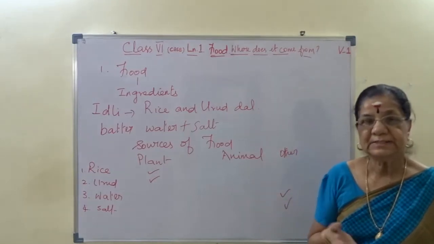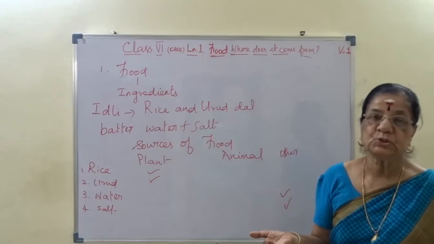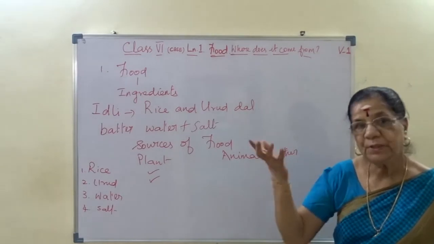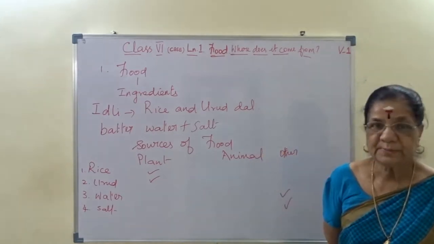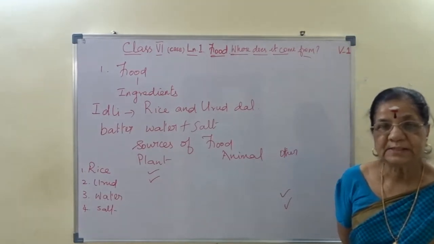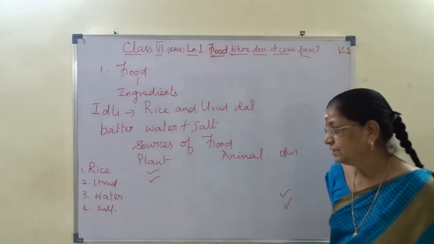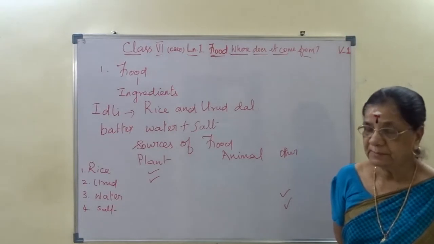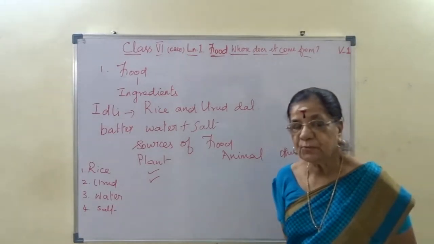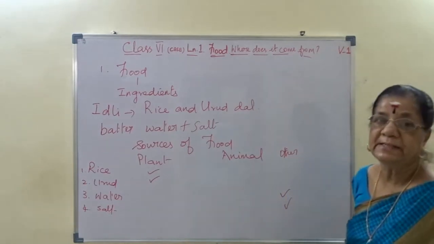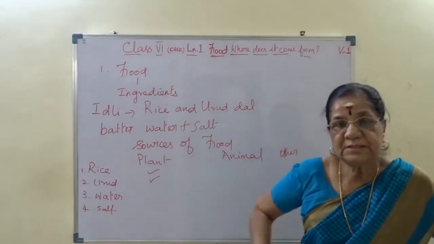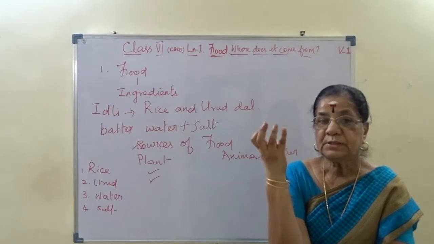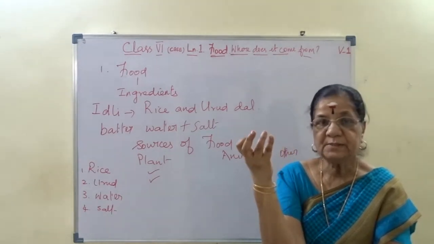We can just say it is a natural source of food item. I hope you understand. So any food item that we have, under the heading Food: Where does it come from, you should know first the definition of what ingredients are, and then what the sources of the food items are.